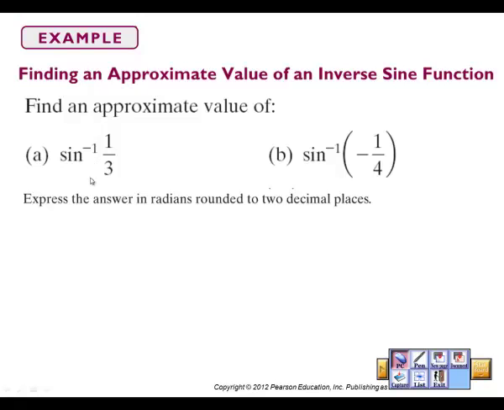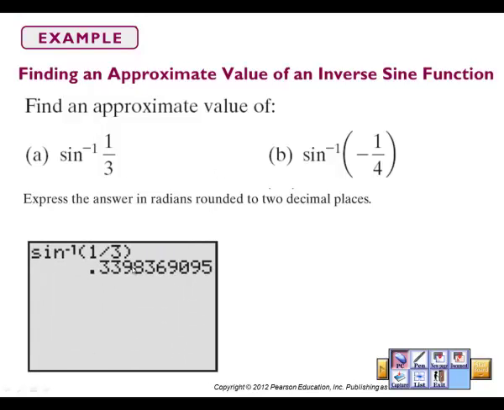Alright, so with this, is 1/3 within our domain for inverse sine? And what was our domain for inverse sine? You should have said between -1 and +1. So we're okay. Alright, and so we put that in our calculator, and we get 0.3398, and it goes on. We want to round that to 2 decimal places, so that'll be 0.34.